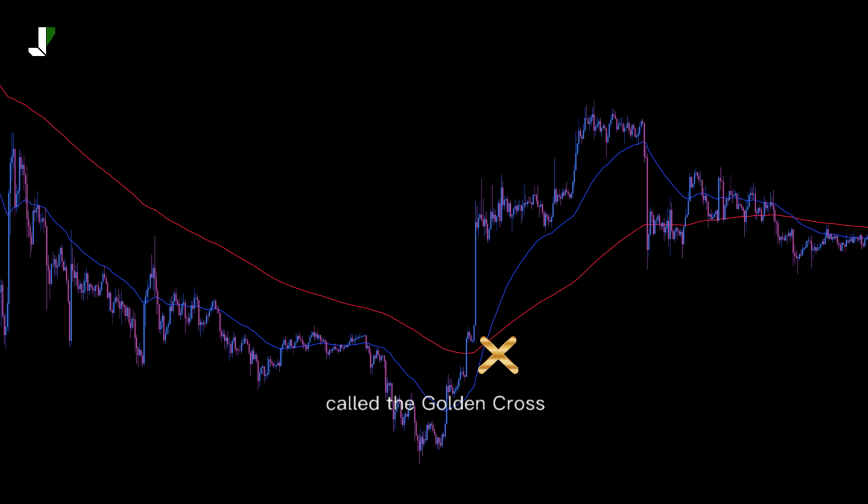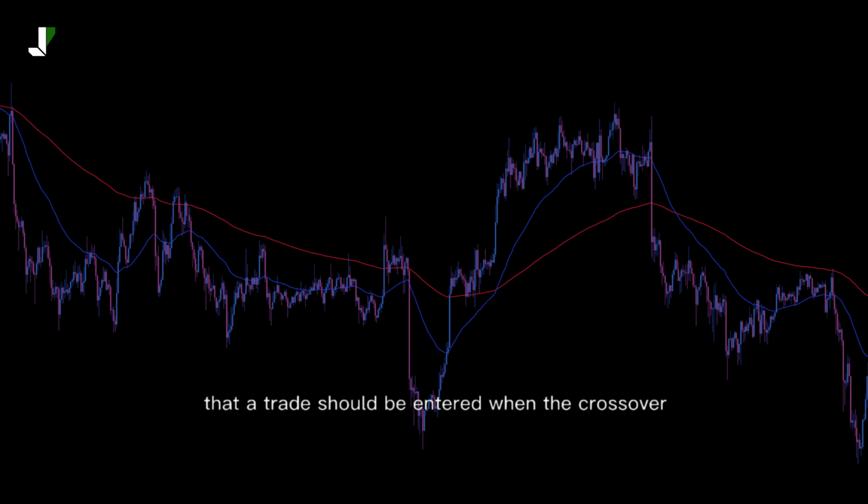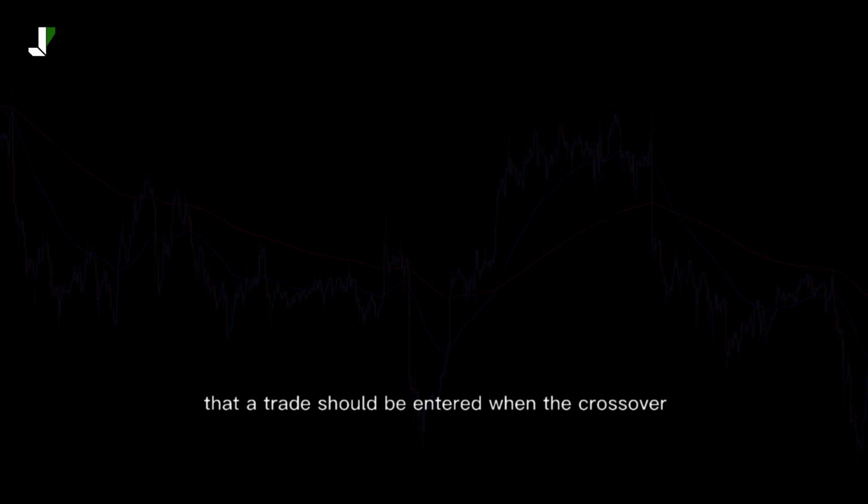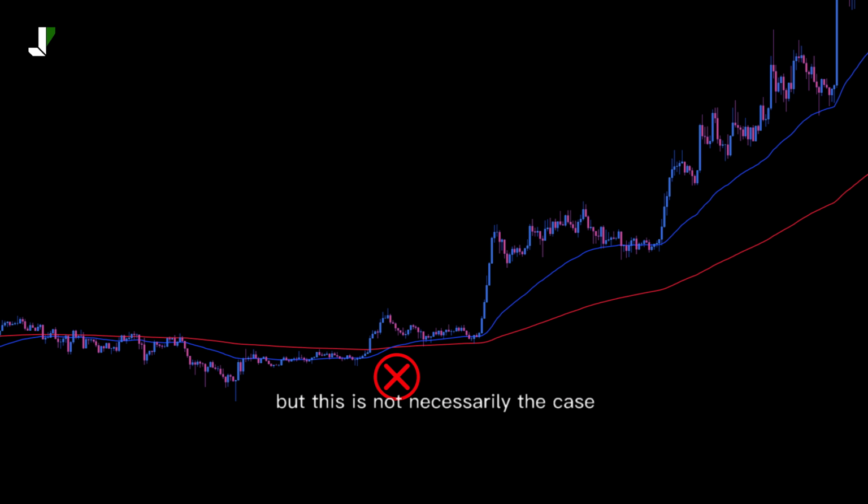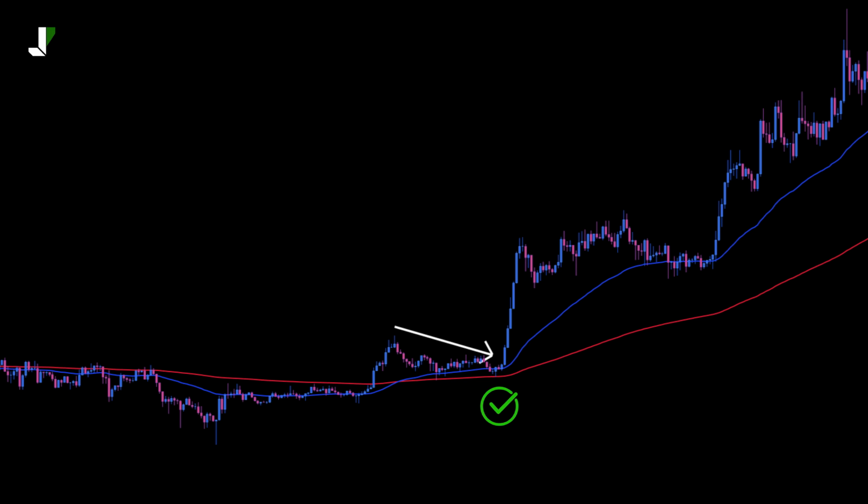With all indicators ready, let's get into our strategy rules. The strategy called the golden cross might lead one to believe that a trade should be entered when the crossover is observed. But this is not necessarily the case. Instead, we'll enter on a price pullback.